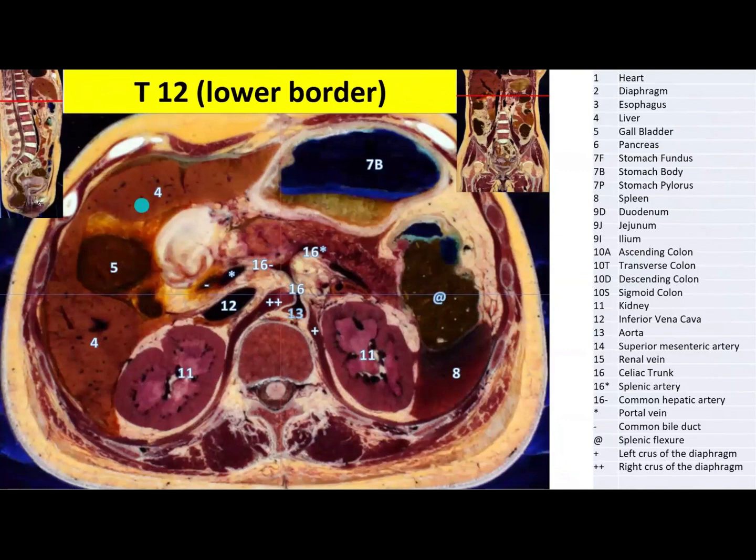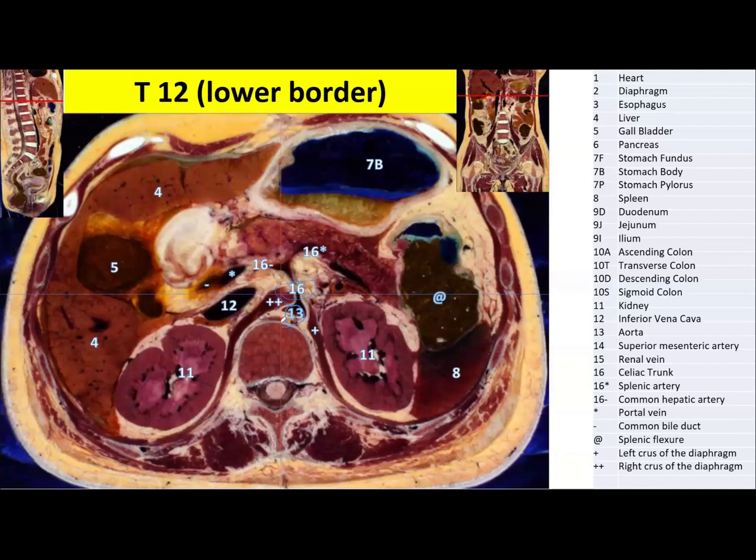Now, for the lower border of T12, as I told you, you're going to see the splenic flexure. How do you know that you're in the colon or in the large intestine? You can see this color right here, right? You probably know what this color is, but when you see this color in the anatomy page, you know that you are entering into the large intestine.